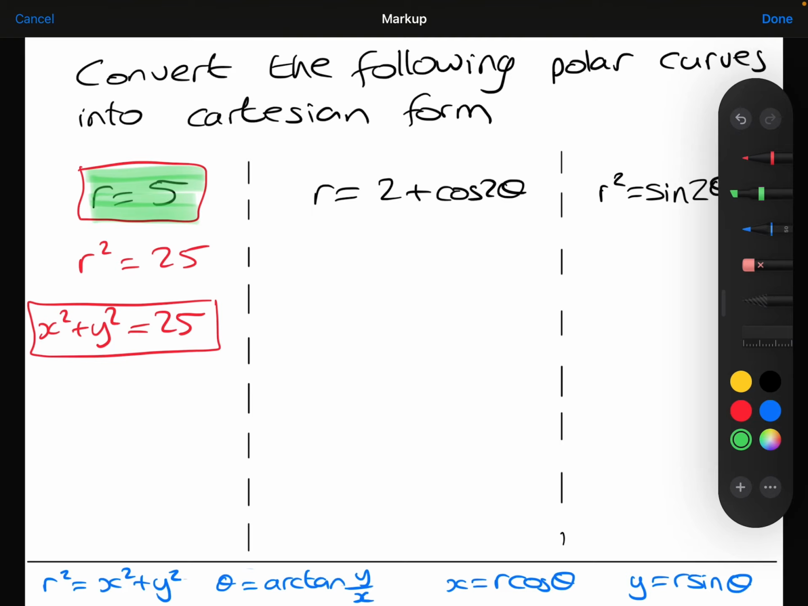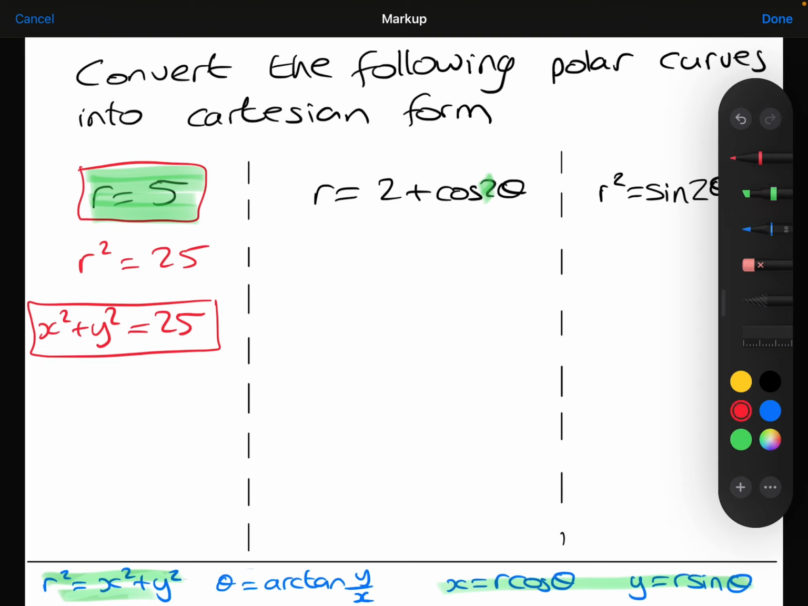Right, next. r equals 2 plus cos 2 theta. So I want to turn this into Cartesian form. Now, in order for me to get this in terms of x and y, I want to try and use these formulae down here in the bottom right. I want to try and use that x equals r cos theta, y equals r sine theta. I'd like to try and use these somehow, along with the r squared equals x squared plus y squared if I need to. But my point is, at the moment, I need to do something with this too.